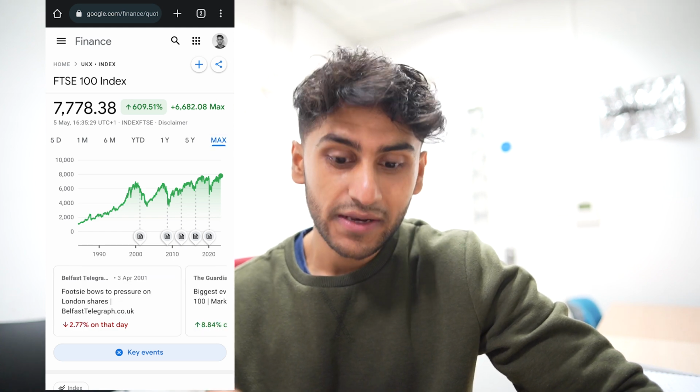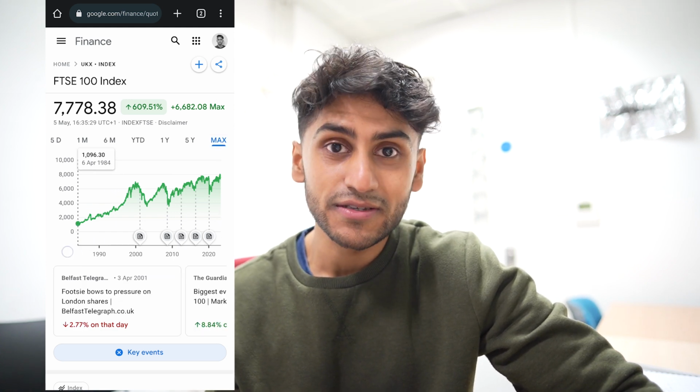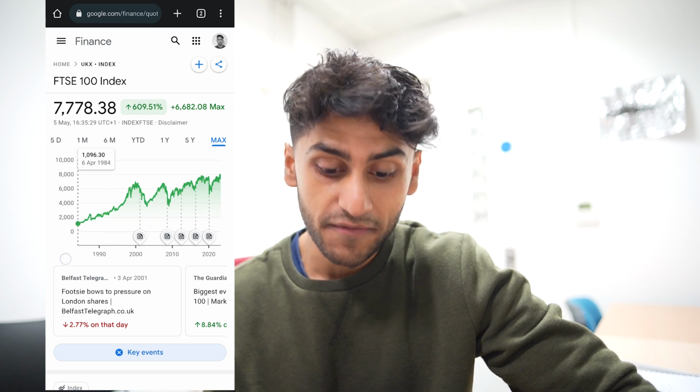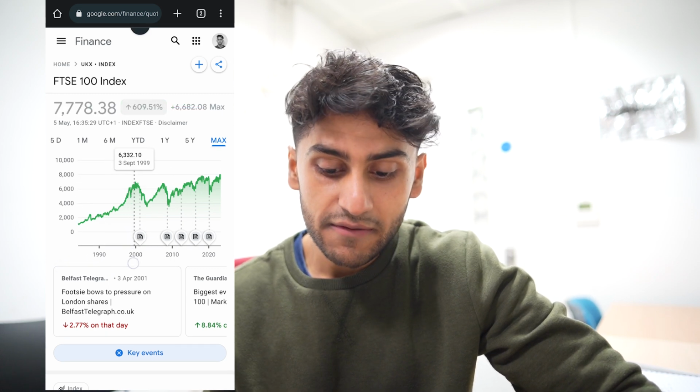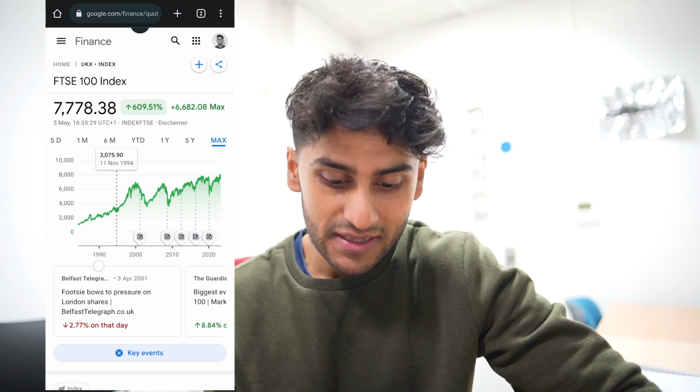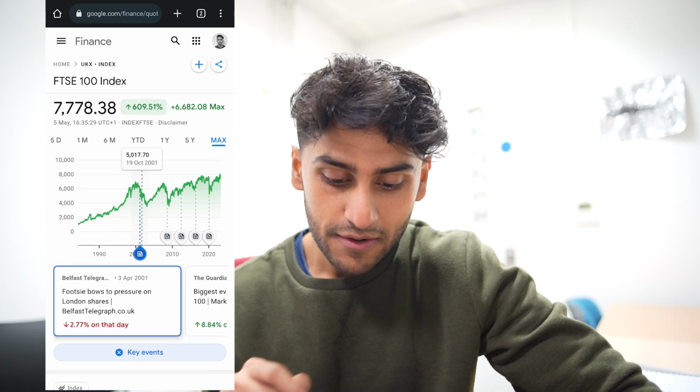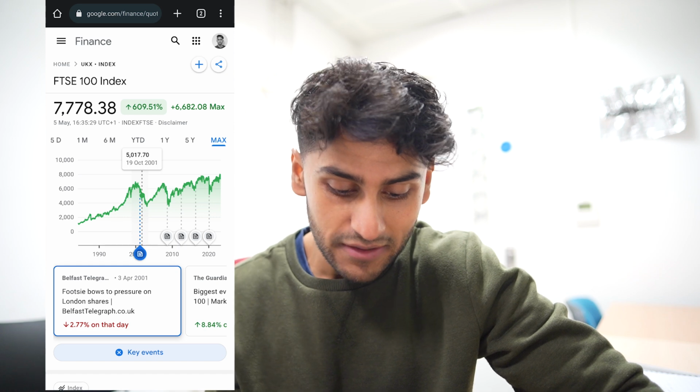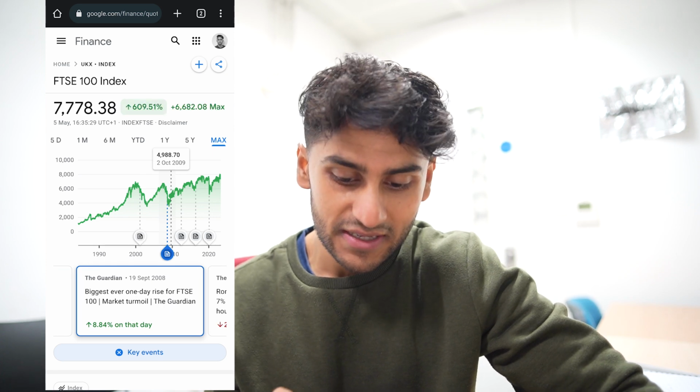If you haven't used Google Finance before, I would recommend using this because compared to just Google, this gives a lot more information. Also, it does give you the information to do with the bear markets. For example, if I click in the first crash, we can see that in 2001, the FTSE bowed to the pressure of the London shares, and then you can actually go to the article and find out more about that. You can see in 2008, during the financial crisis, it also went down.